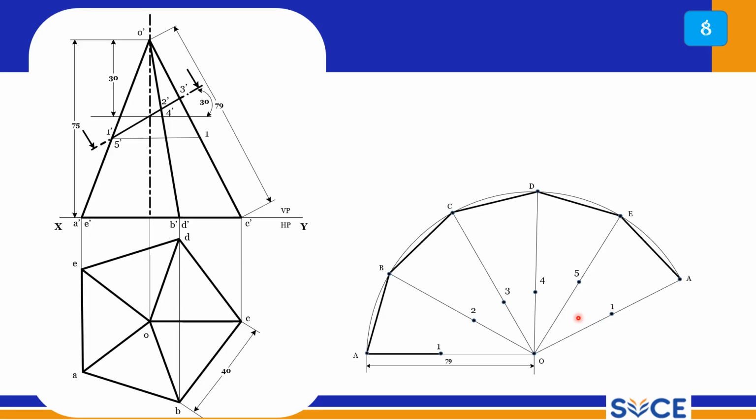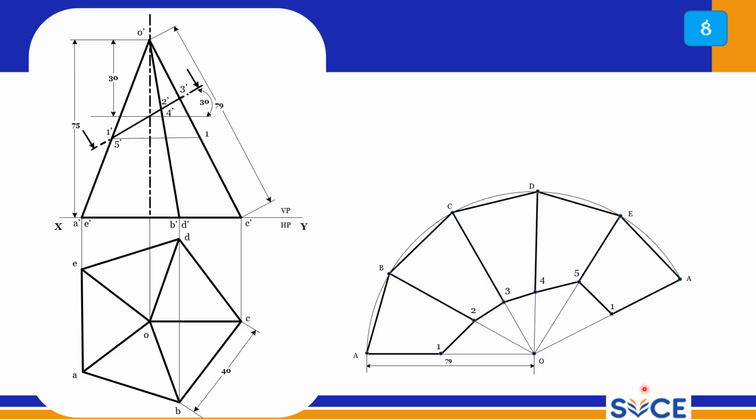Now you join this using straight lines. Don't draw any curved lines. Since it is a pyramid, 2 to 3 thick line, 3 to 4 thick line, 4 to 5 thick line, and this should be drawn with thick line. Now these slant edges, whatever is remaining here, should be drawn with thick line. So this portion should be left alone as thin lines. And now from 3 to C thick line, 4 to D thick line, 5 to E thick line.